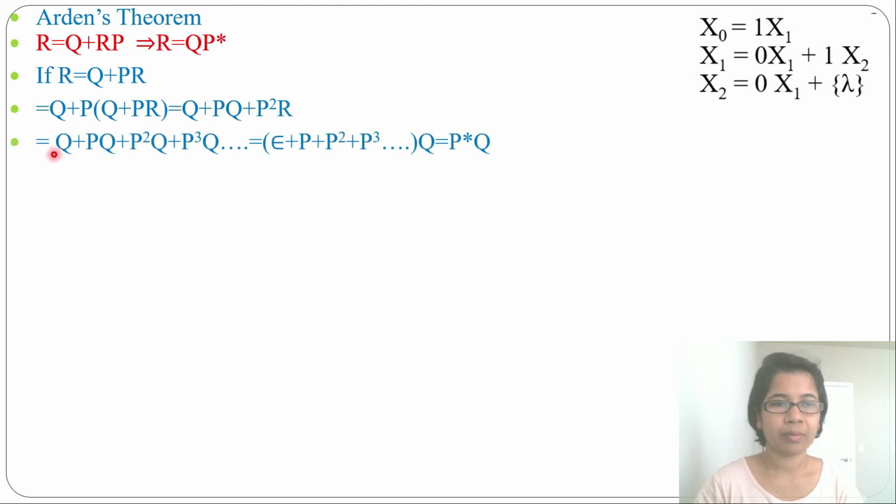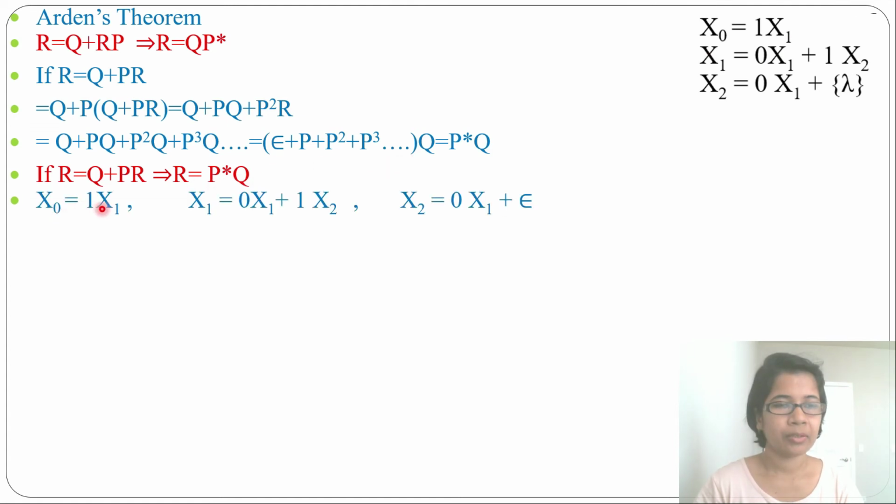Now you can take Q common. After taking Q common, it will be epsilon plus P plus P square plus PQ like this. And this is nothing but our P Kleene closure Q. If R equals Q plus PR, then R will be P star Q. This grammar is in this format. Now just try to solve.